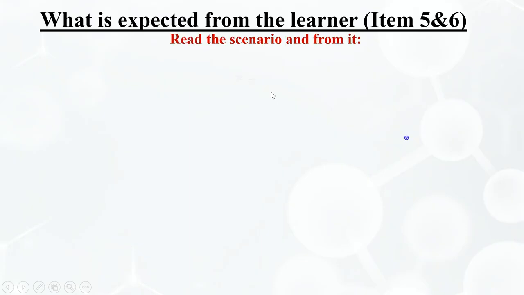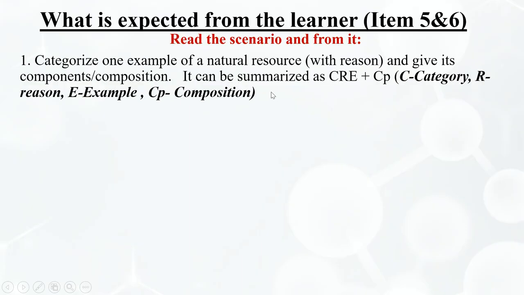But this is what we do. What is expected from the learner on item 5 and 6? Number 1, you first read the scenario, and from it, categorize one example of the natural resource with a reason and give its composition. We say that it can be summarized as CRE plus CP. C standing for category. We have seen that the categories are either renewable or non-renewable. We give the reason and then we give an example.